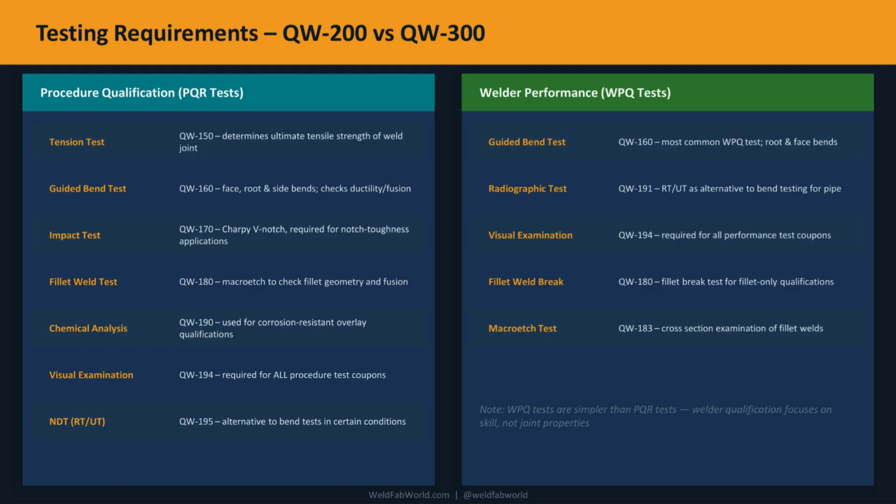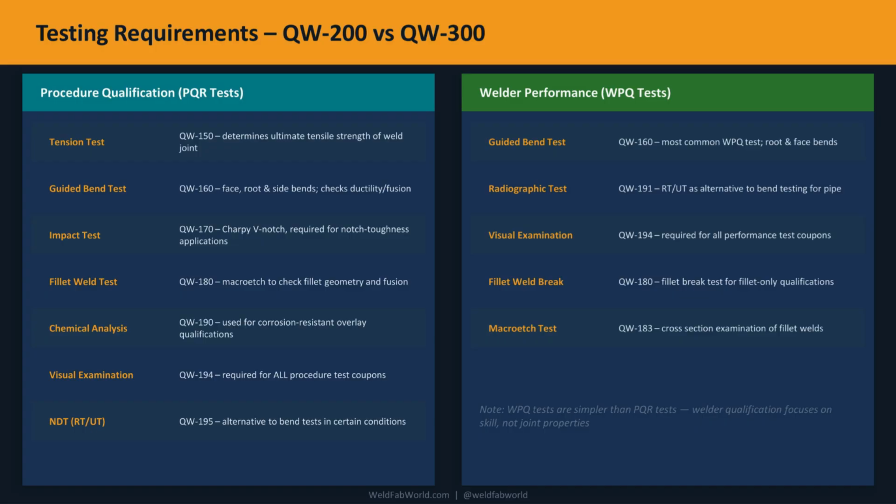Guided bend test QW 160, face, root, and side bends to 180 degrees. Any crack over 3 mm is a failure. Impact testing QW 170, Charpy V notch. Only required when notch toughness is specified by the construction code. Fillet weld test QW 180, macro etch cross-section.